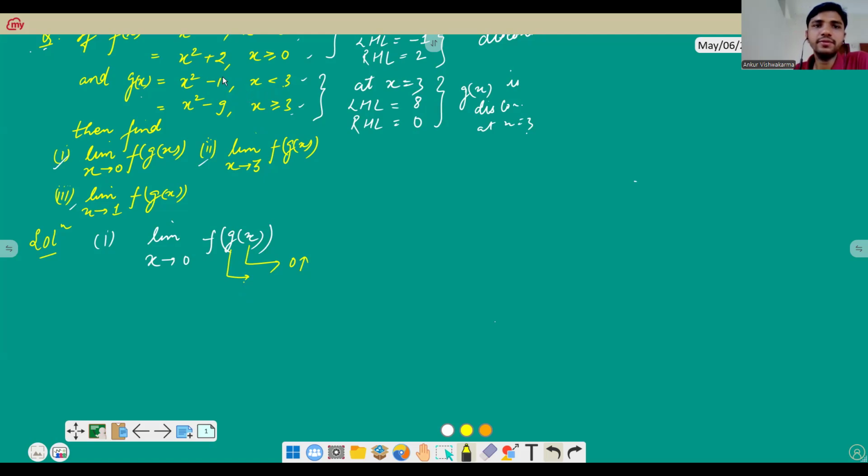We are going to use the first definition. Why? Because when x approaches 0, either from the left side or from the right side, g(x) is defined as x square minus 1. So obviously we will use the first definition and we will find where g is approaching. So g is approaching 0 square minus 1, which is minus 1. g is approaching minus 1.